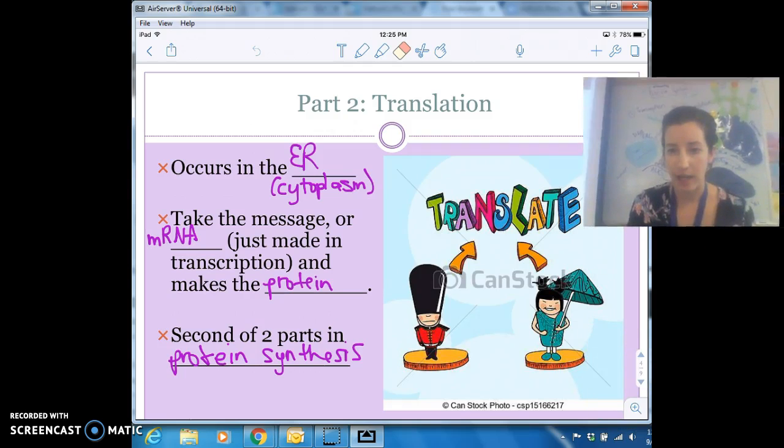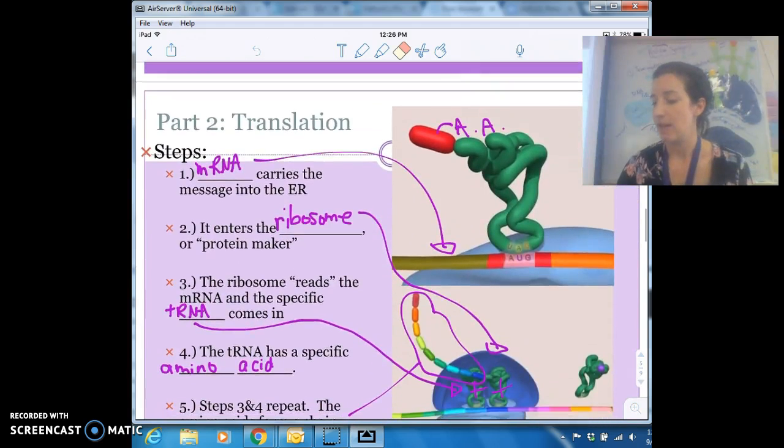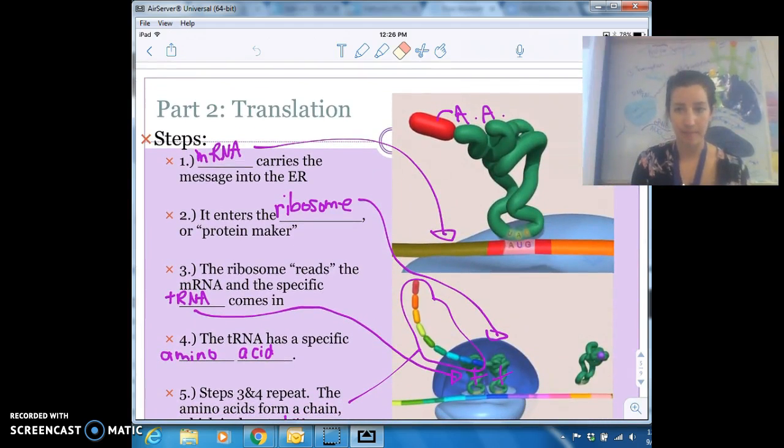Okay, here we've got a Russian guy and a Chinese lady, and we are translating the language. And specifically in the ER, this is going to happen in the ribosome. Okay, translation, step by step.